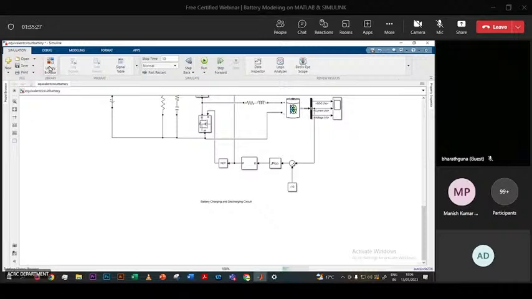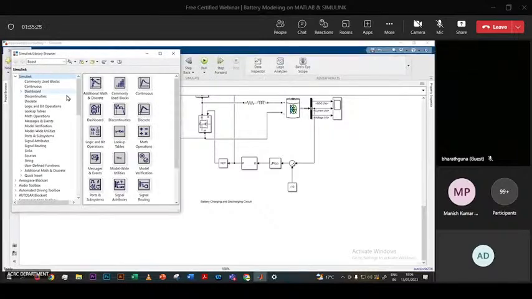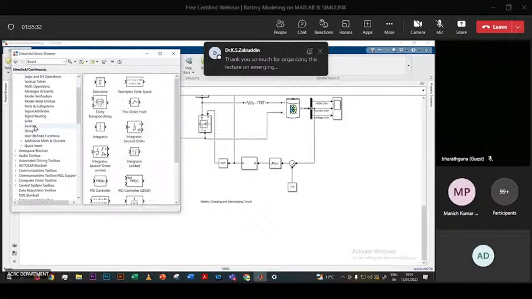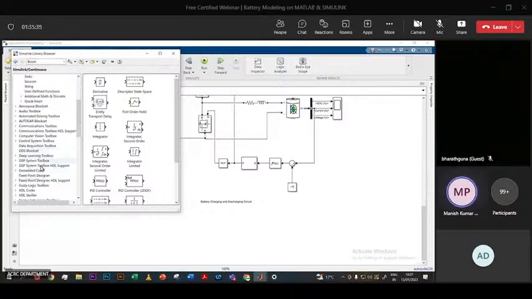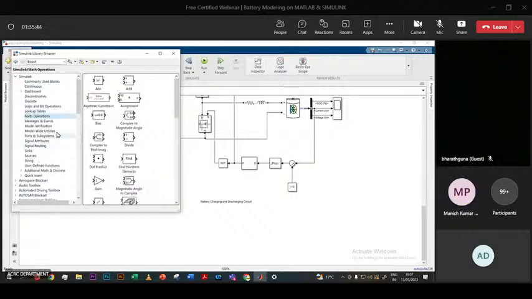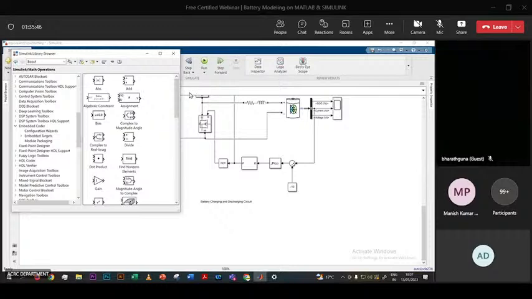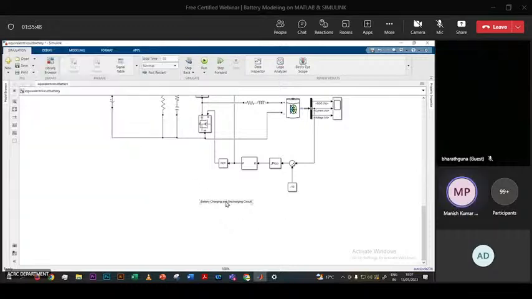MATLAB has a library in which many components are there, and you can use those components to design your own inverter or chopper, and then use them for your MATLAB model. We can see here there are lots of components we can use. Simulation is like a virtual lab. Okay, sir. Thank you, sir.